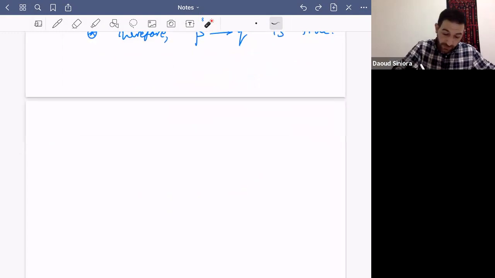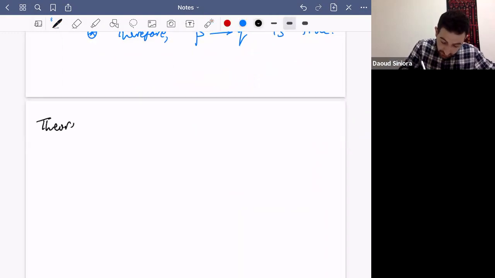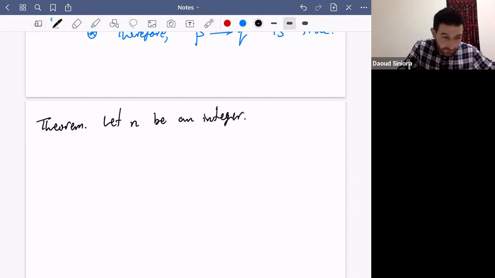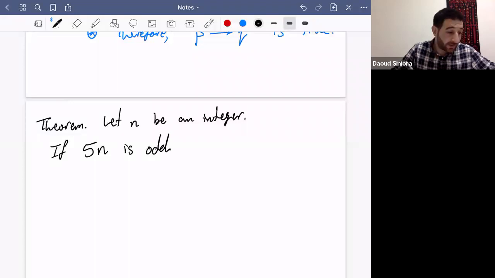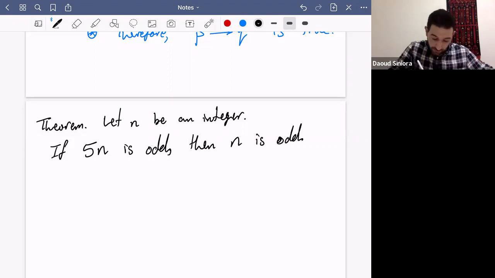So let's prove the following theorem. Let n be an integer. Prove that if 5 times n is odd, then n itself is odd. So, proof.